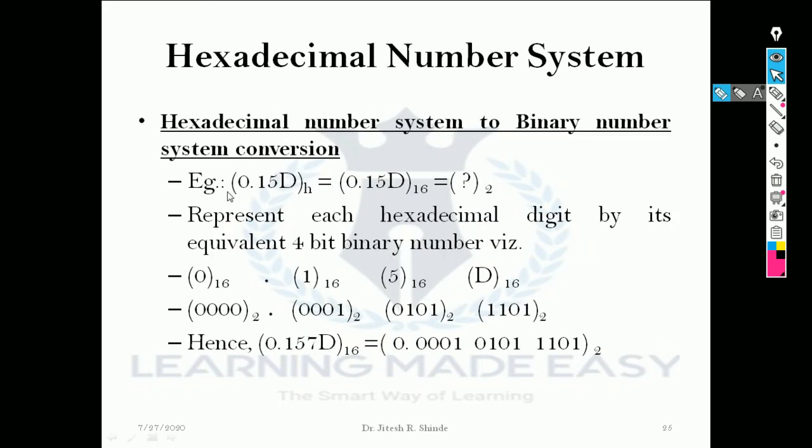Okay, now this example corresponds to the fractional number system. This one has a position number of -1, this has a position number of -1, 5 has a position number of -2, and this D has a position number of -3. In that way, using the positional number system, we can go to the decimal number system as well, but here what has been asked is hexadecimal to binary number system, so it carries no significance here.